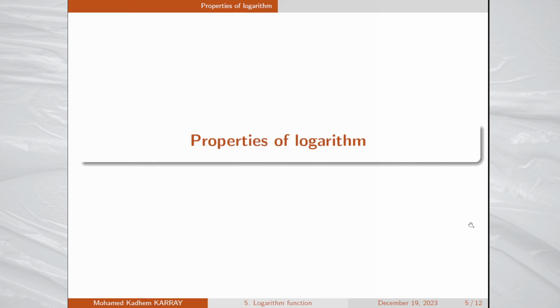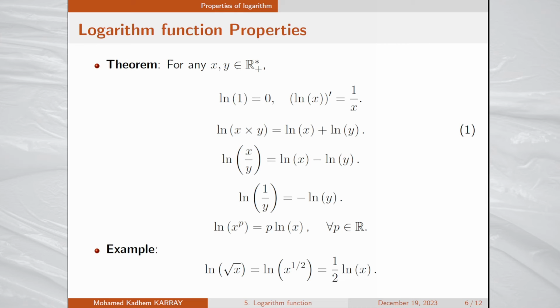Let's now state the basic properties of this function. The first properties are immediate from the definition. The logarithm of 1 equals 0, and the derivative of the logarithm is 1 over x. Now here is a very useful property saying that the logarithm of the product of two real numbers is the sum of their logarithms. So the logarithm function transforms a product to a sum. Keep in mind this property.